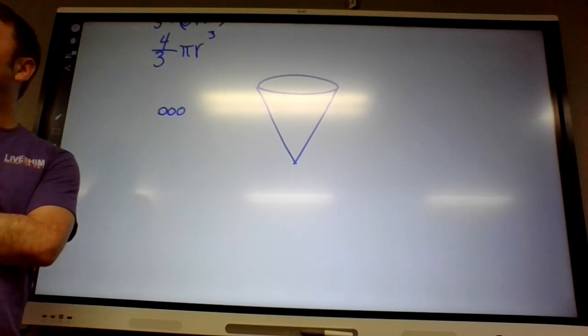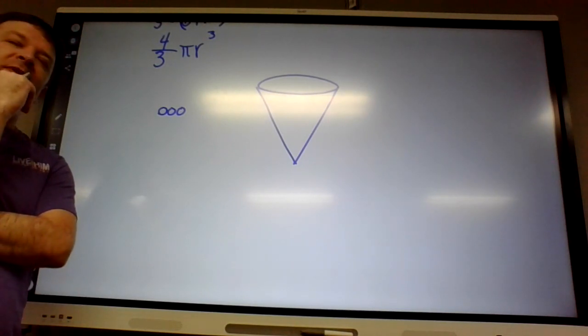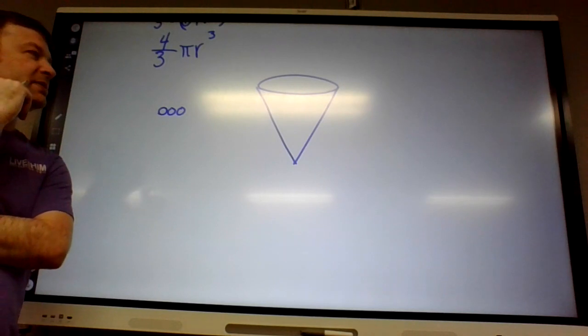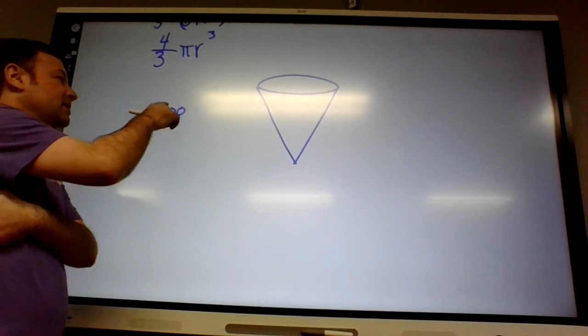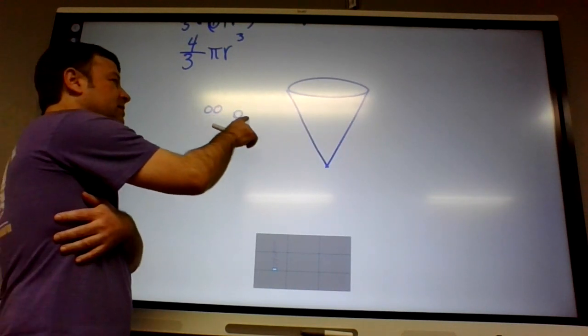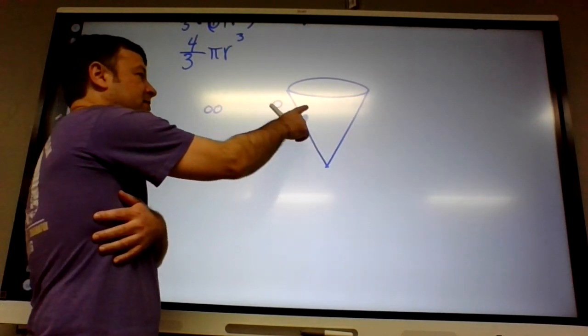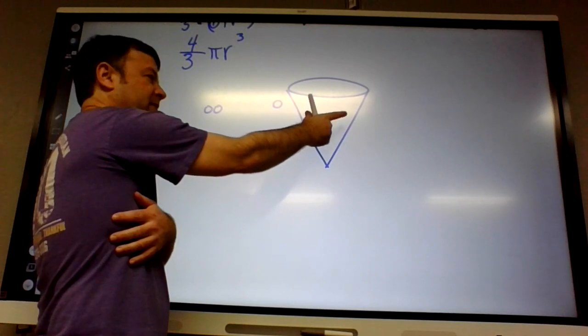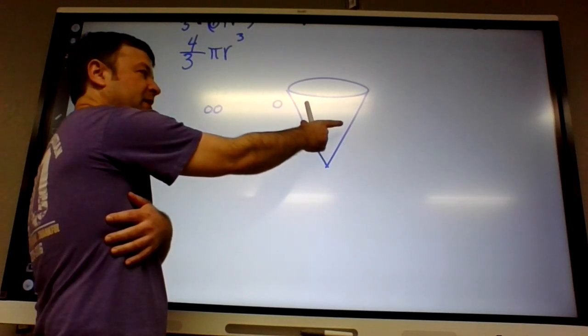Not that one, we're doing this one. Okay. We need to figure out how big one of these is, and then find the volume of one of them, and figure out how big this is. And then what?